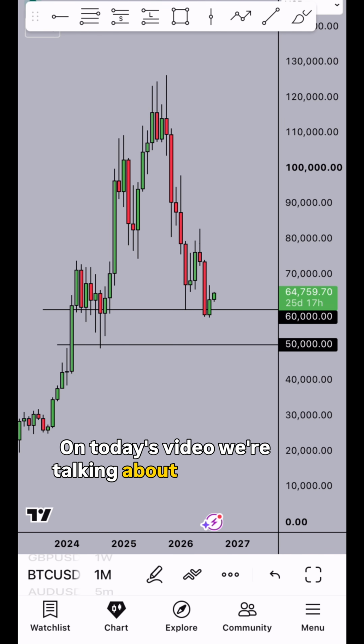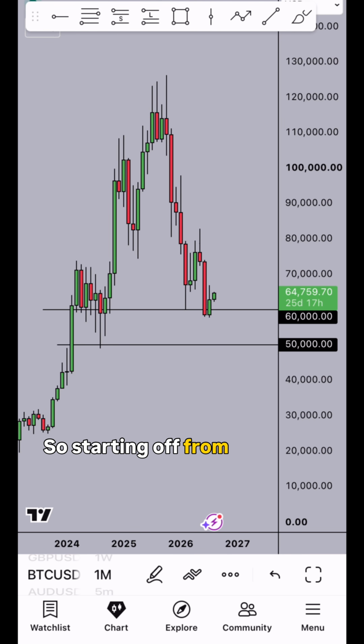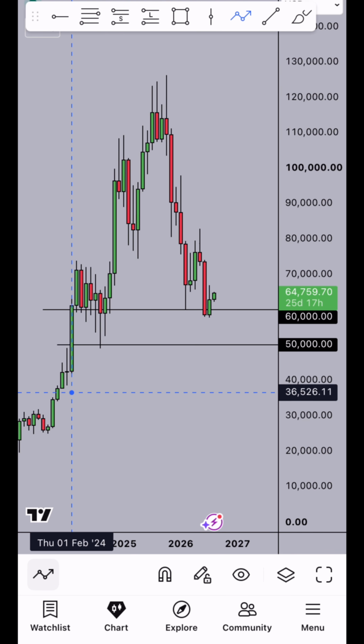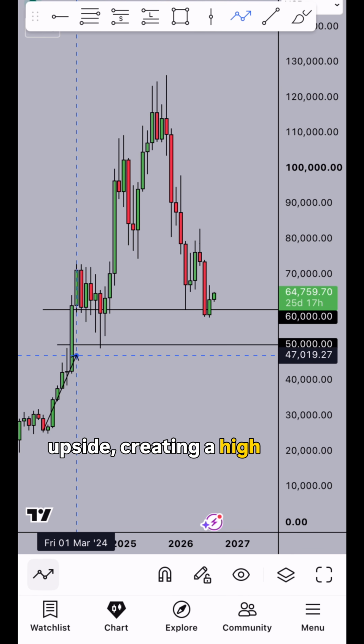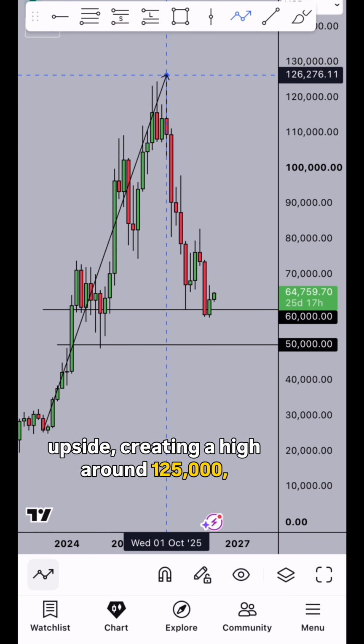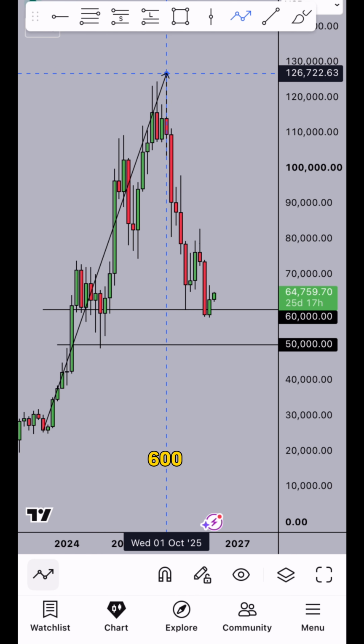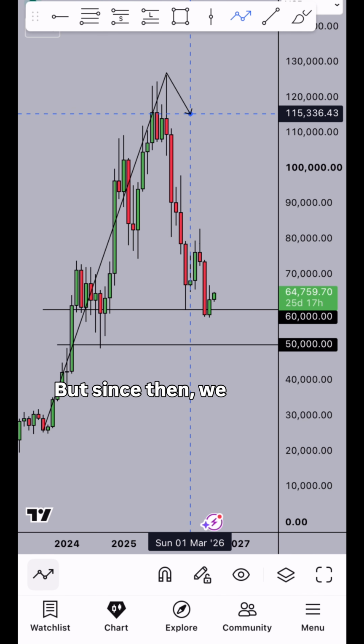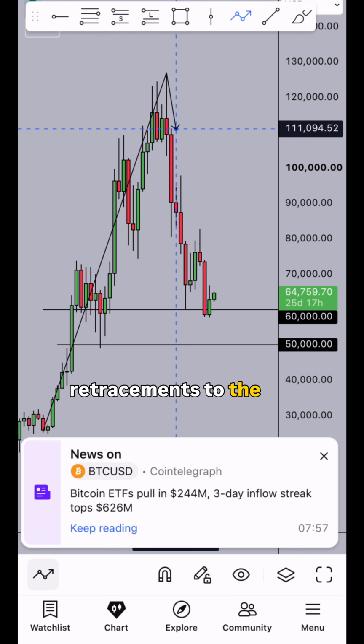This video is about Bitcoin US dollar. So starting off on the monthly time frame, you can see the price made this push to the upside, creating a high around 125,600. Okay, but since then we've been having bearish retracements to the downside.